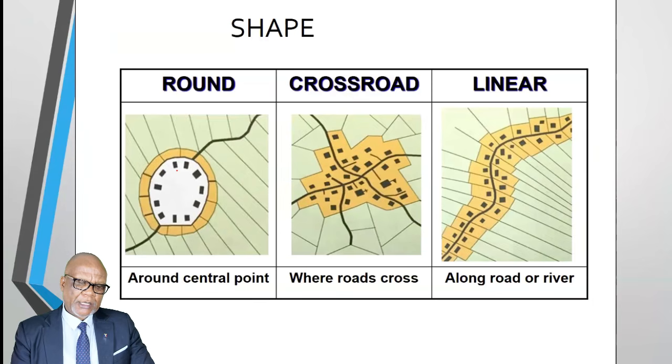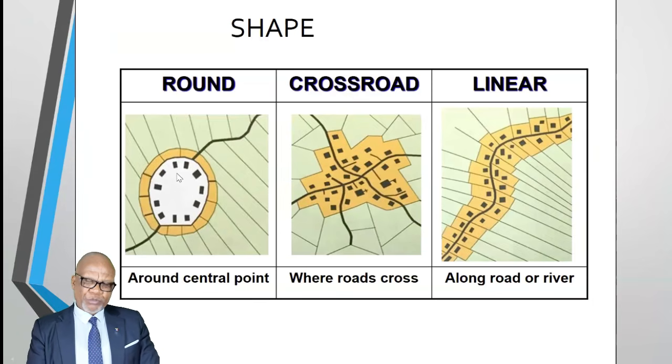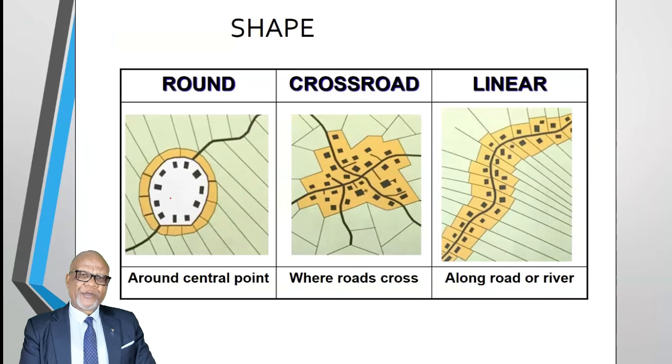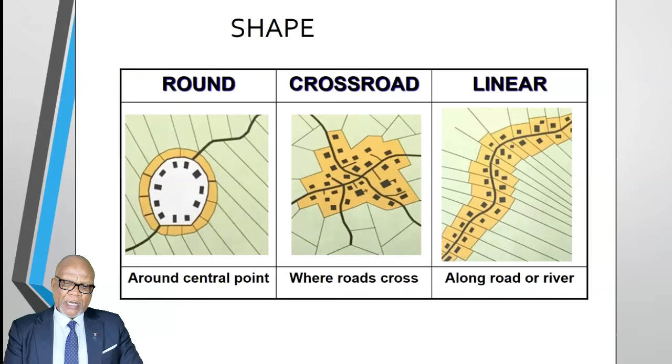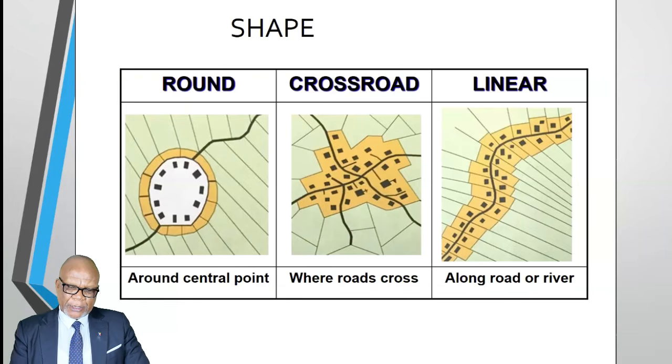You must state that it is round shape, and then there should be a focal point. There should be something of interest here. It can be a river, it can be a house, it can be a church, it can be a mosque, it can be something around it. And then crossroad shape is going to develop because of many intersections there, and then it can be a linear.